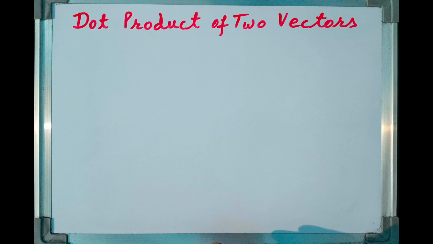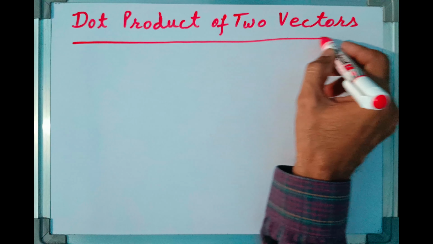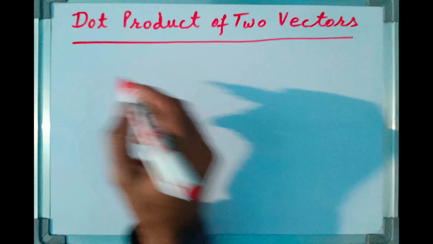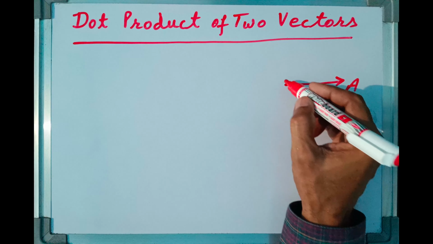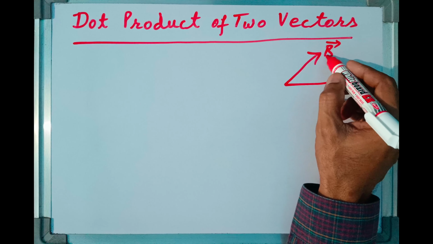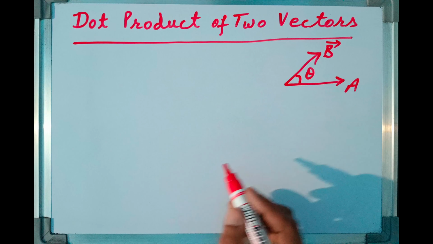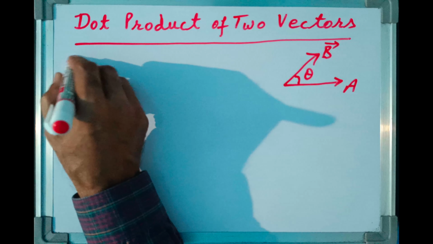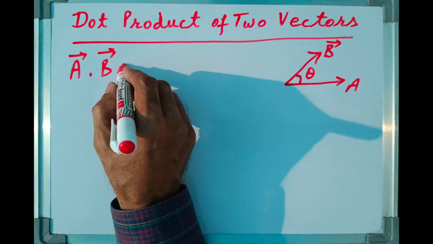In this lecture, I will share very important points about the dot product of two vectors. Suppose we have two vectors, vector A and vector B, having angle theta between the two vectors. How to find the dot product of these two vectors? We denote dot product by putting a dot between A vector and B vector.